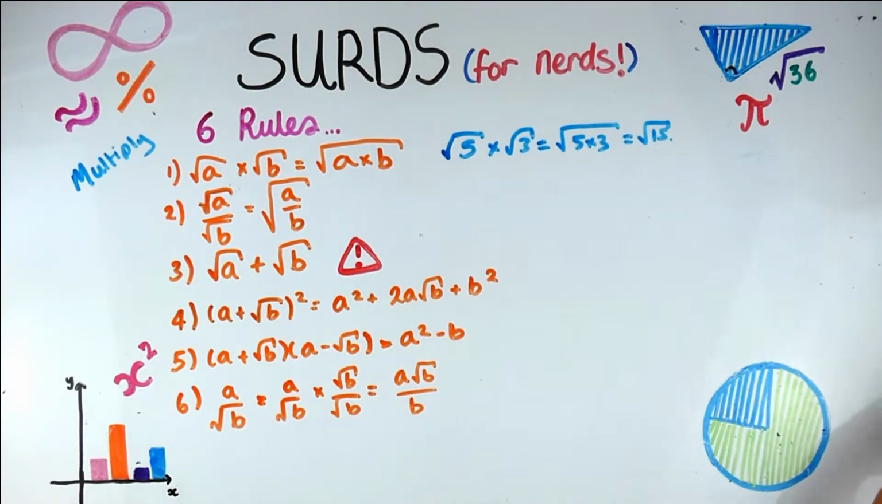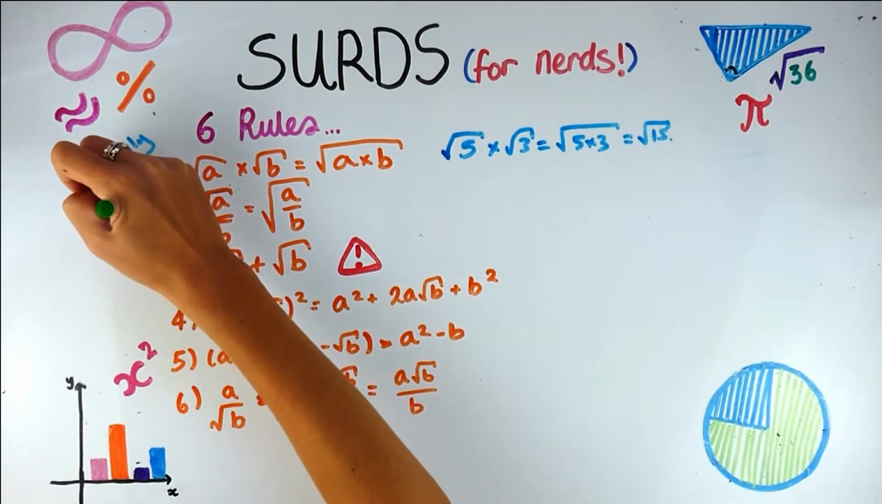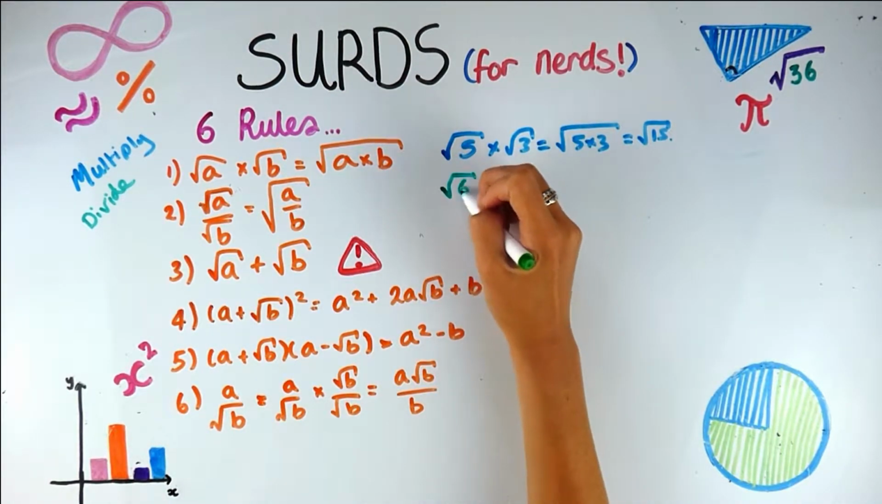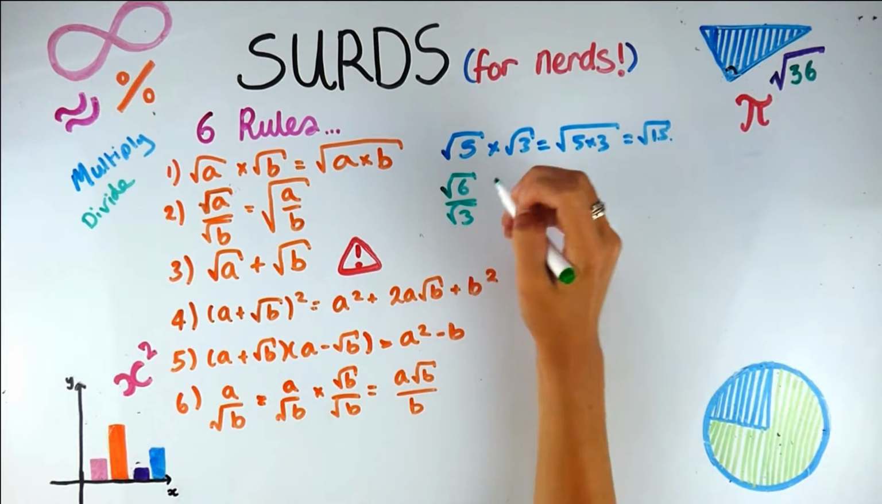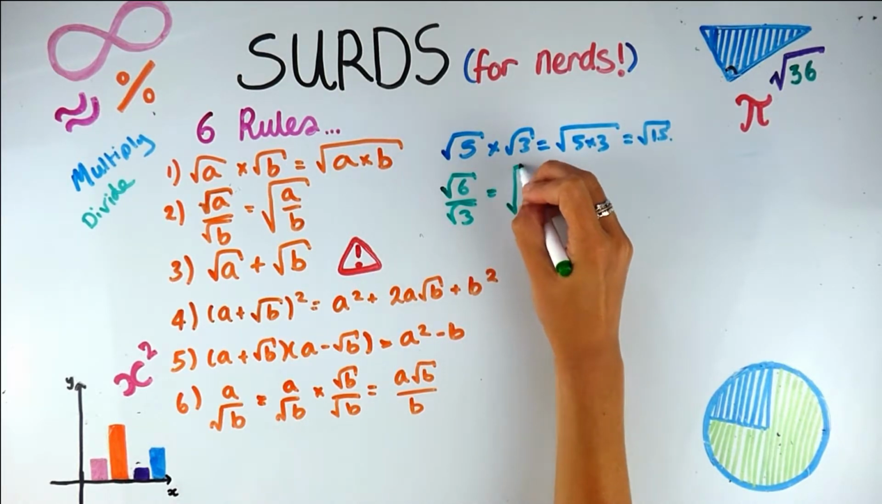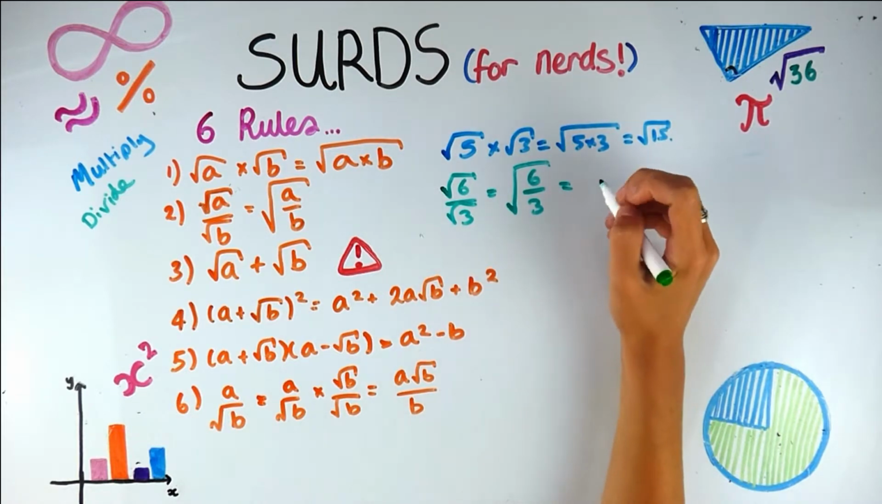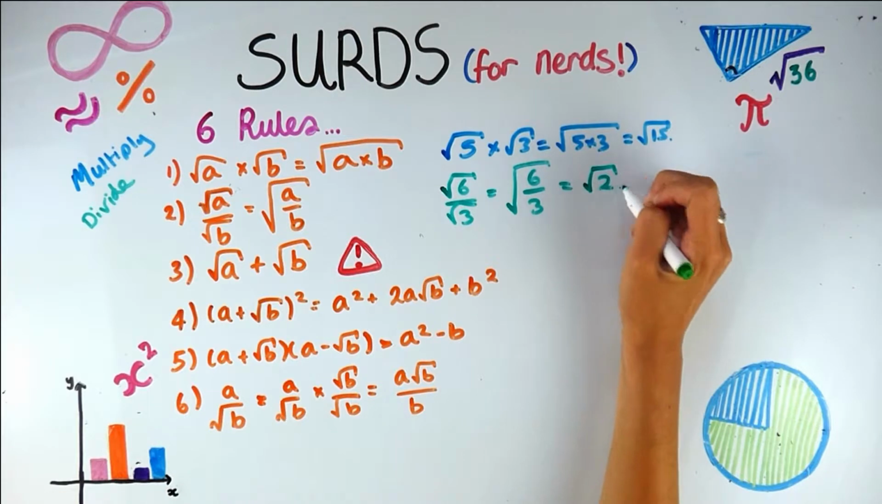Next rule, this one I call divide, surprise, surprise. Very similar to the multiply, but it's the fact that if you have 2 things divided, you just divide them, stick a bigger root on top. Example with numbers, root 6 divided by root 3 equals, you can do one big root and just do the numbers, 6 over 3. These are quite nice really. So 6 divided by 3 is 2, so root 2.